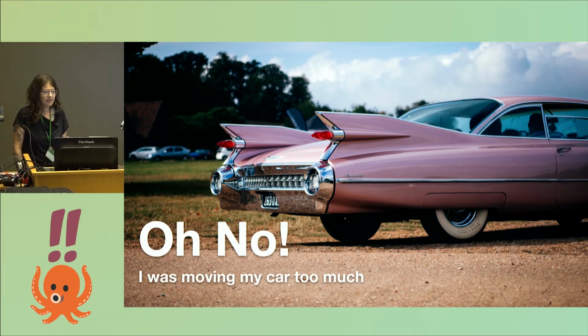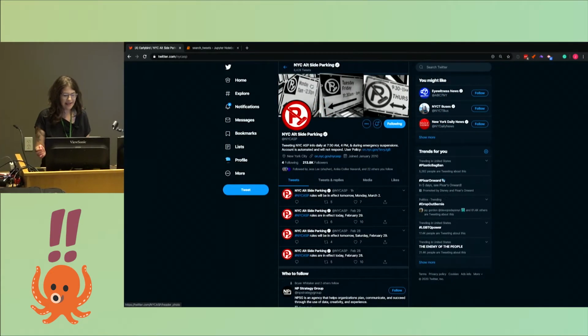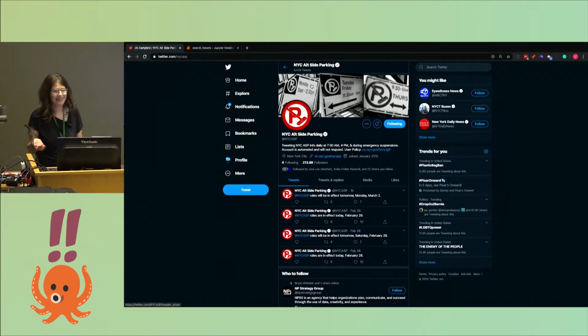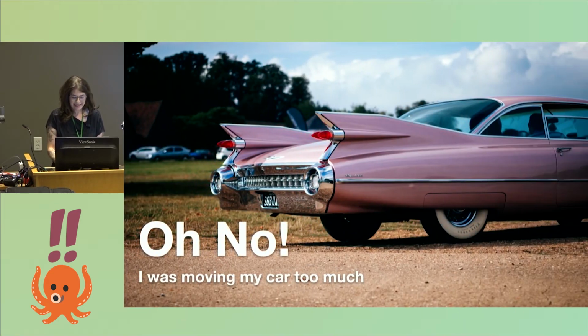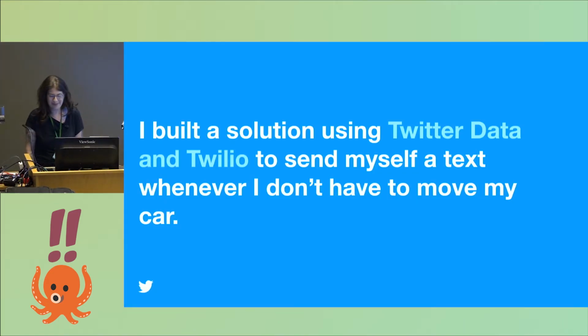And they were like, you didn't have to do that. And I was like, what do you mean? I didn't have to do that. And they showed me this really cool Twitter handle called NYC alternate side of the street parking. And it updates every day at 7:30 a.m. and 4 p.m. And I was like, whoa, I'm a developer advocate at Twitter. I think I can solve this problem.